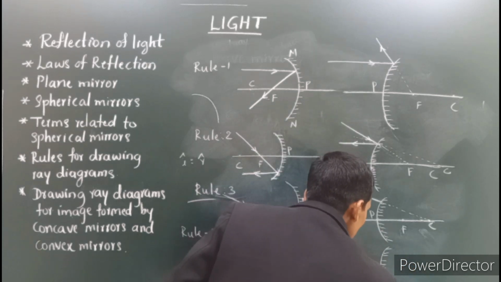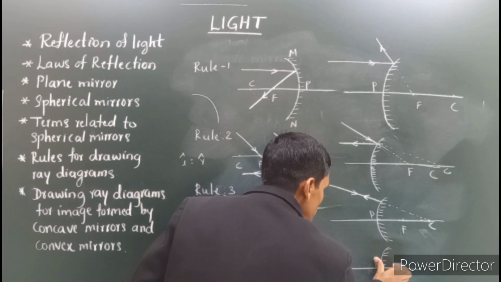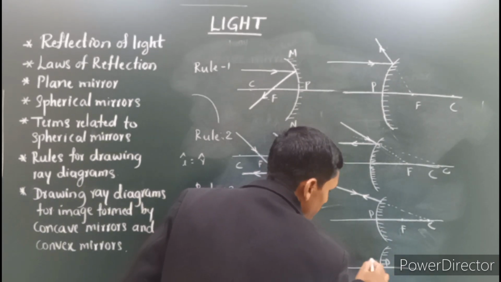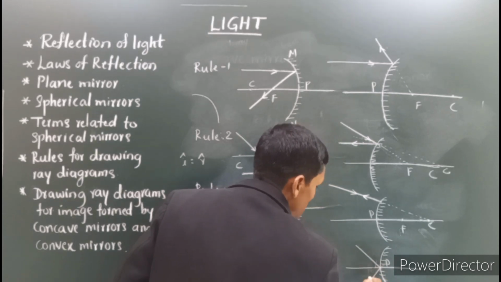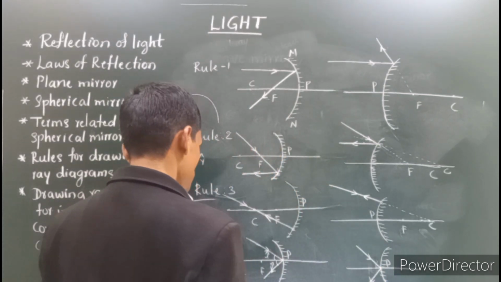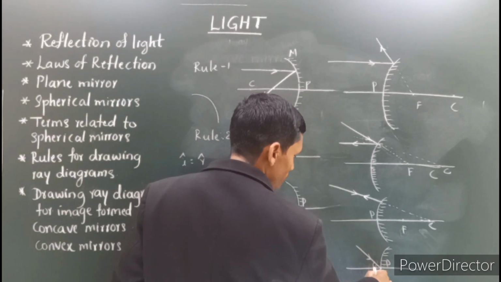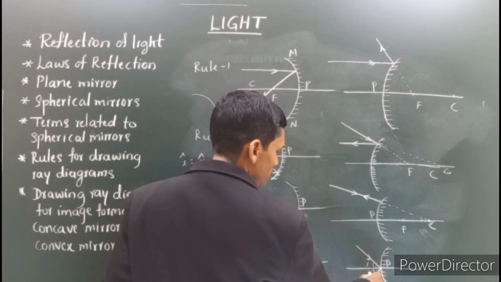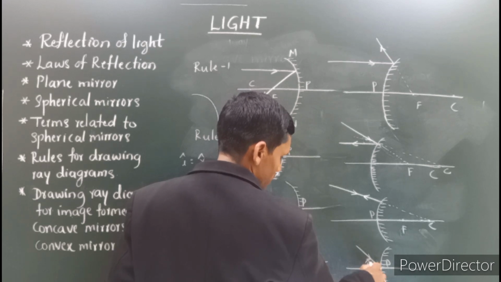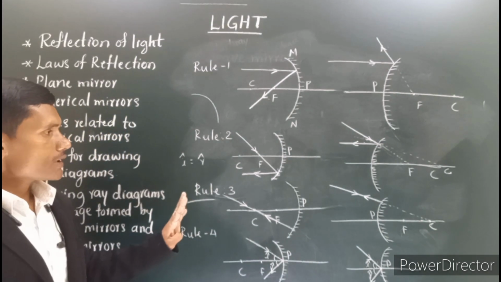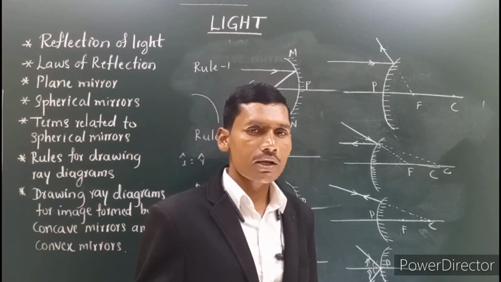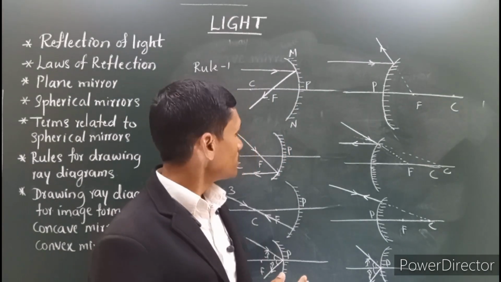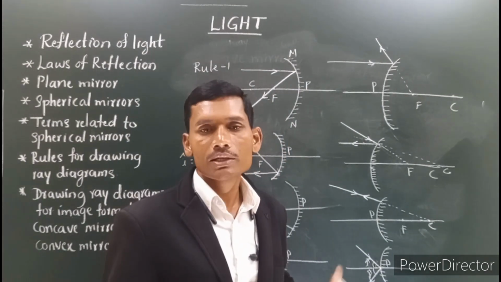If you consider a convex mirror, again it is the pole here. Now a ray which is incident obliquely towards pole P emerges obliquely after reflection, and it obeys the laws of reflection. That is, angle of incidence is equal to angle of reflection, right? Okay. These are the four sets of rules. If you remember these rules properly, then very easily you can draw the ray diagrams for representation of images formed by the spherical mirrors.